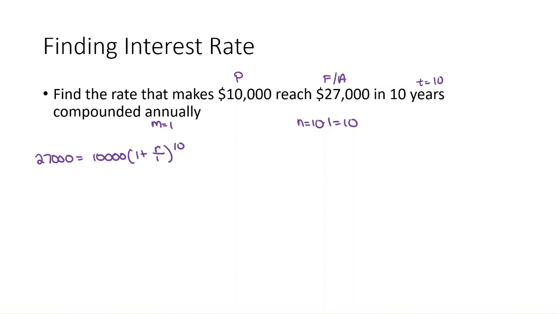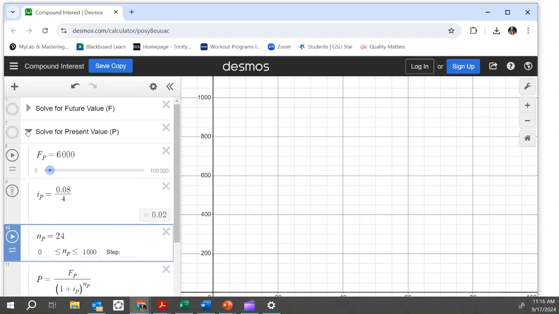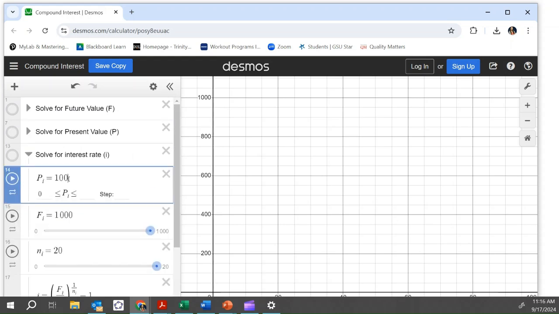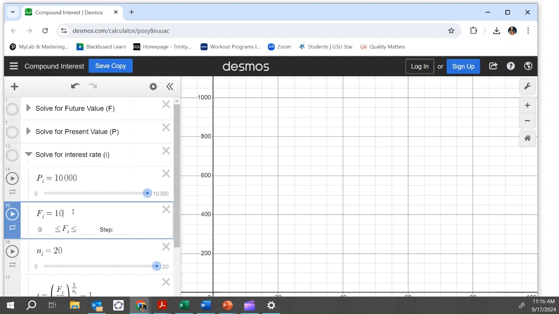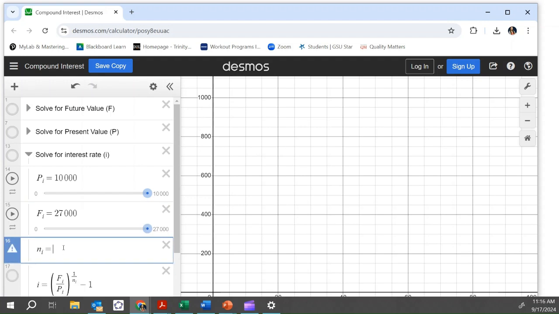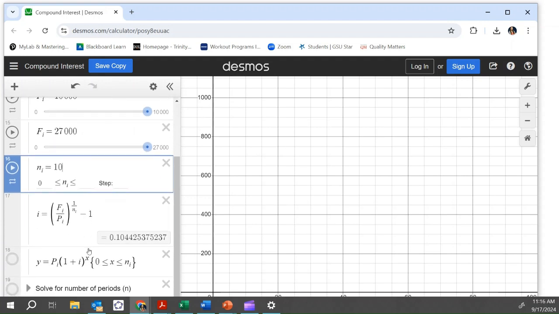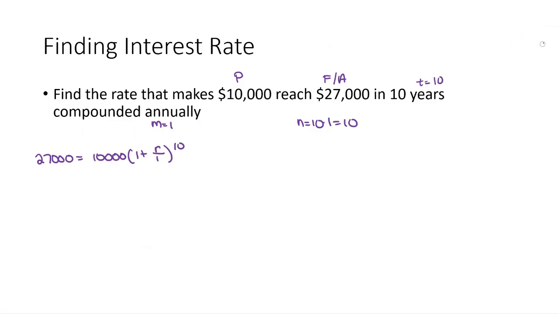Or we can just go to our calculator here and say, well, now I want to solve for the interest rate. So I am investing $10,000 with a goal of $27,000. And the interest periods, the number of times I'm getting interest is 10. All right, so down here is going to give me my rate in decimal form. So when I do this, interest is 0.104. So in order to turn that back into a percent, if I times by 100, that's 10.4% would be my interest rate.